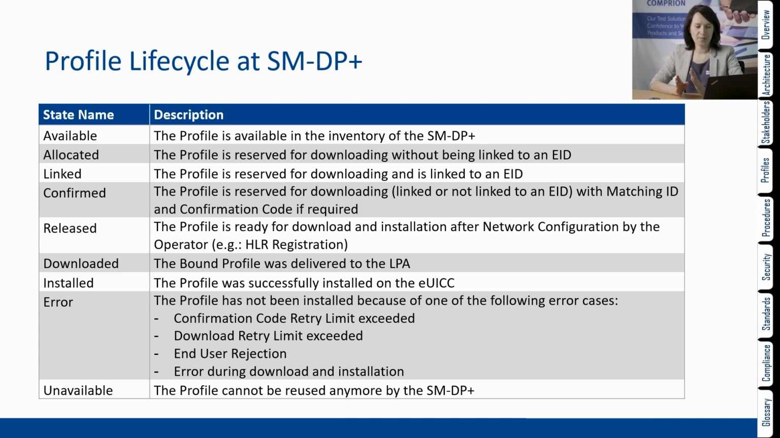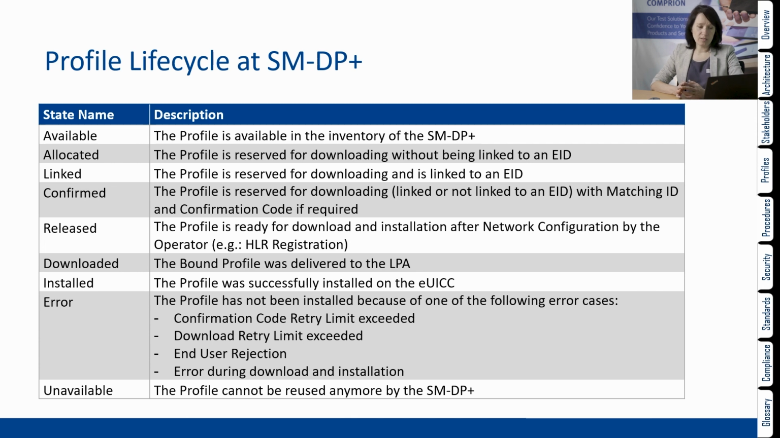So they are together. Confirmed: the profile is reserved for downloading with a matching ID and potentially a confirmation code. The profile state released is used when the profile is ready for download and installation after network configuration by the operator, for example, HLR registration. The profile is downloaded when it is downloaded or delivered to the LPA.